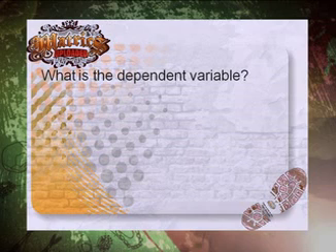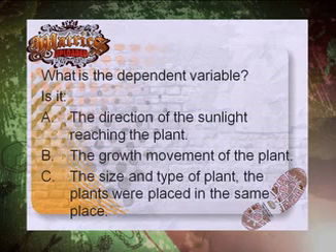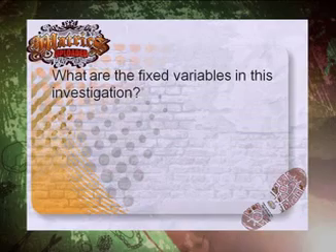So what was the dependent variable? Was it A, the direction of the sunlight reaching the plant, B, the growth movement of the plant, or C, the size and type of plant? The plants were placed in the same place. The dependent variable is the growth movement of the plant.